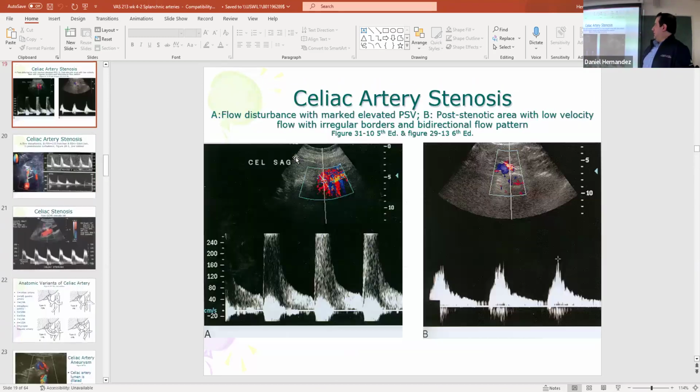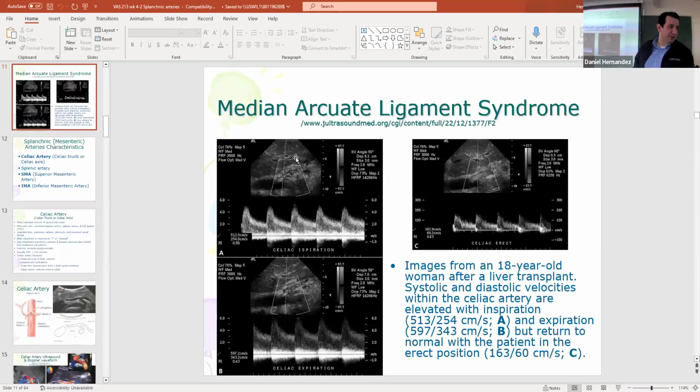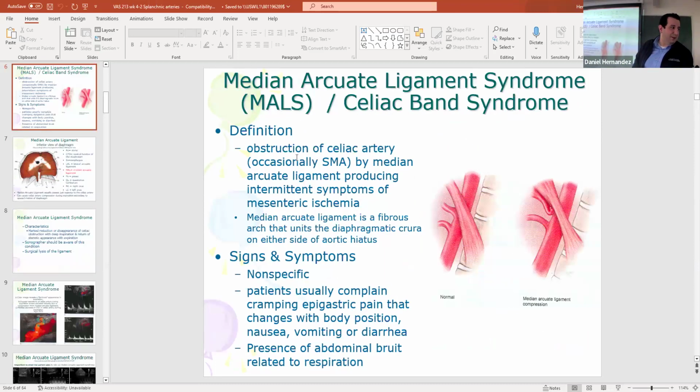I just want to make sure that, like I mentioned, the territories that these vessels feed. It's later on. Okay.